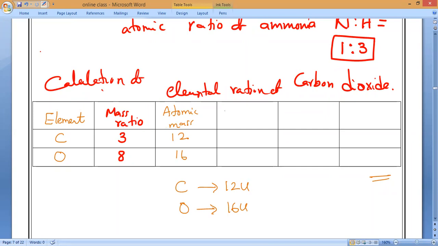Next, mass ratio by atomic mass. What will the answer be? You have to tell me. 3 by 12 is 1/4, and 8 by 16 is 1/2. This one is 1/4 and this one is 1/2. Is it right or wrong, Johan?